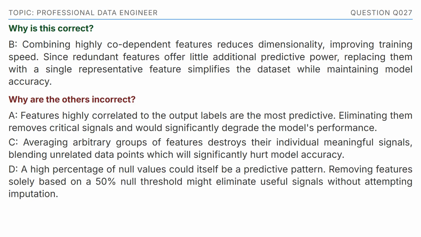Why are the others incorrect? A. Features highly correlated to the output labels are the most predictive. Eliminating them removes critical signals and would significantly degrade the model's performance. C. Averaging arbitrary groups of features destroys their individual meaningful signals, blending unrelated data points, which will significantly hurt model accuracy. D. A high percentage of null values could itself be a predictive pattern. Removing features solely based on a 50% null threshold might eliminate useful signals without attempting imputation.